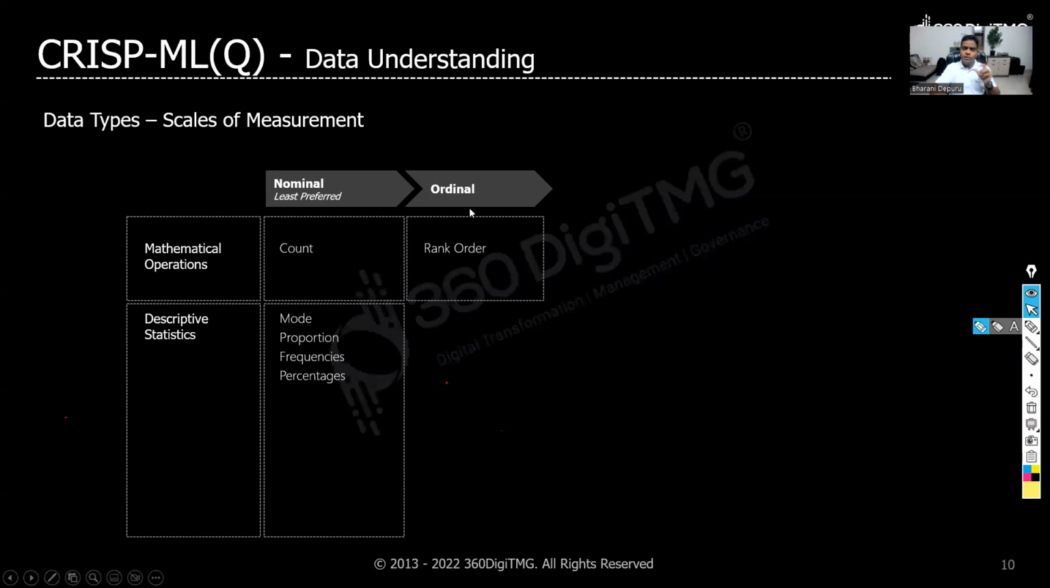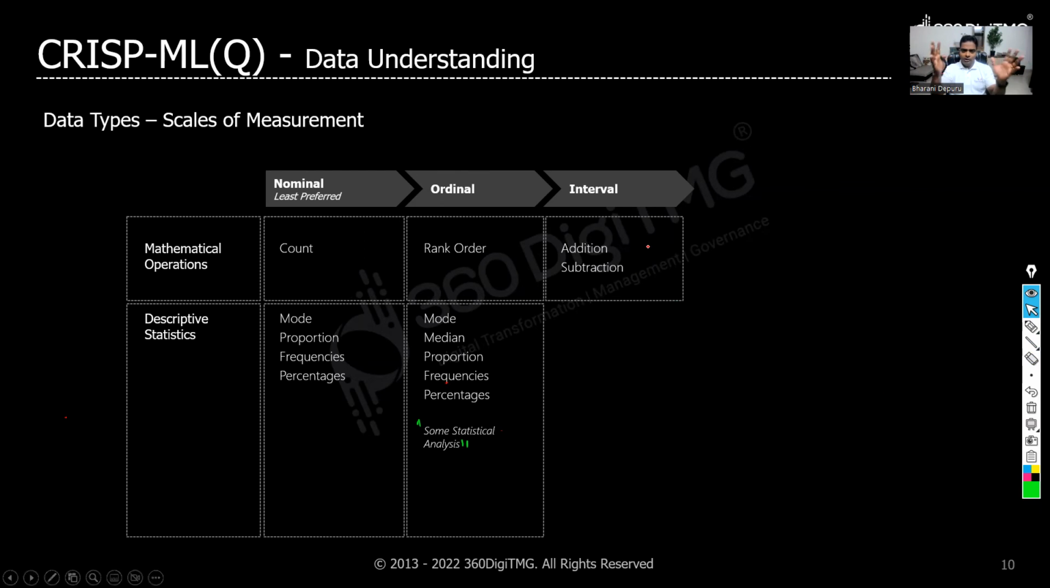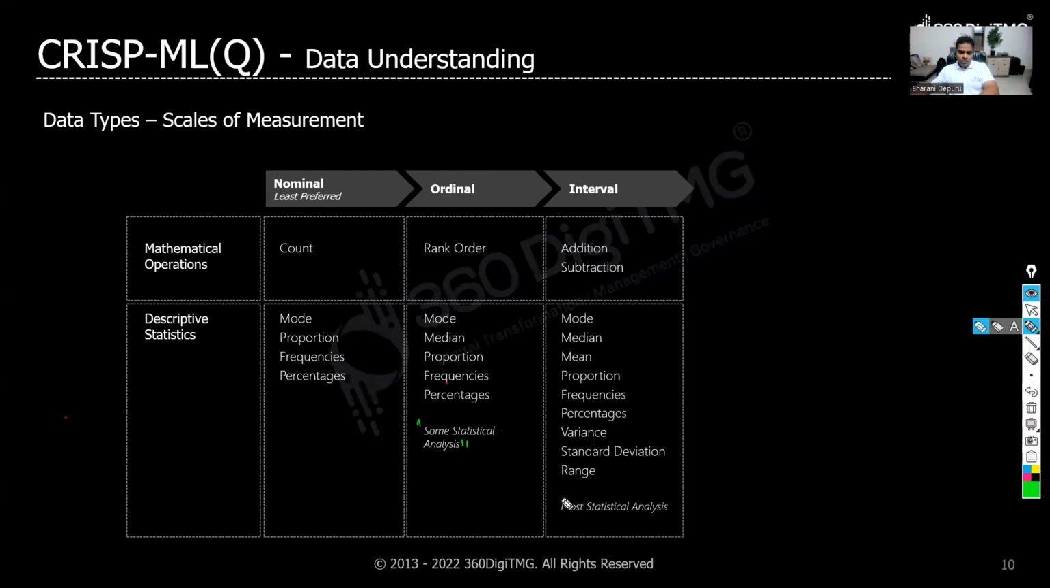Then you have ordinal data. If you have ordinal data, you can rank the sequence in which the data is available. You can arrange the data in sequence. When you have this, some statistical analysis, yes, you can perform. The next preferred data happens to be interval data. And the moment you have interval data, you can do addition and subtraction of the values that you have, and you can perform most of the statistical analysis.